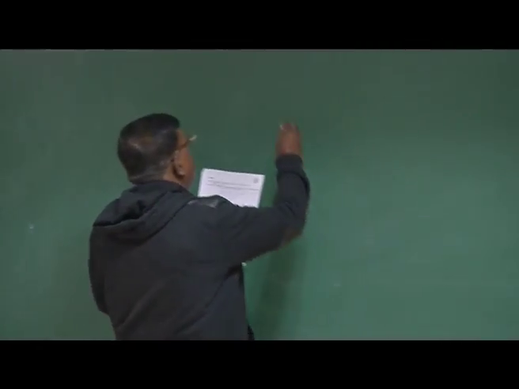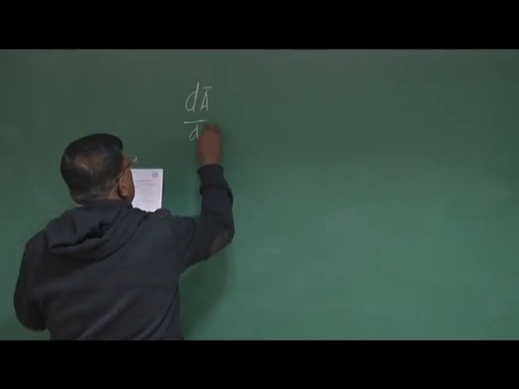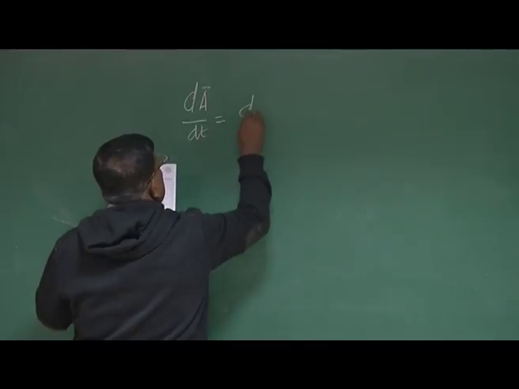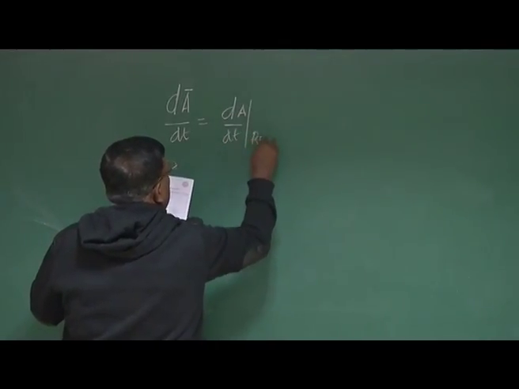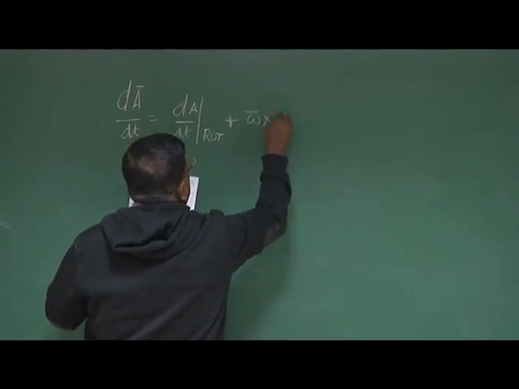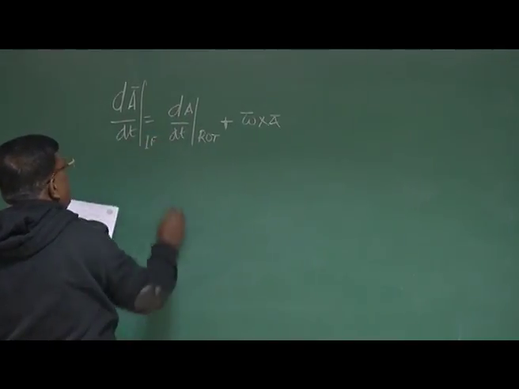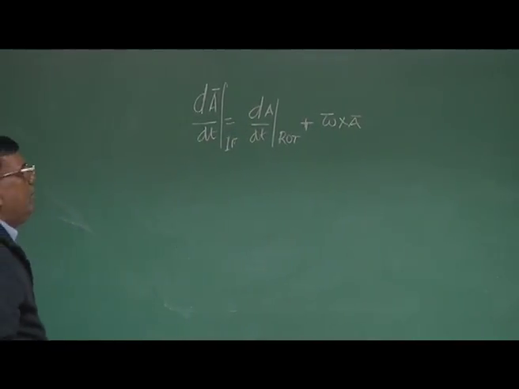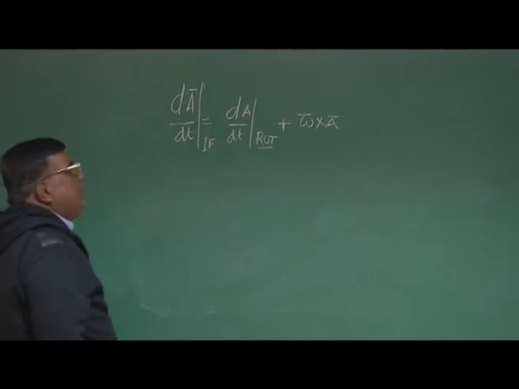Now let us try to understand this. We will be deriving this. Many of you might have already done it yourself, but I prefer that we go back to this derivation. Here, IF means inertial frame, and ROT means rotating frame.